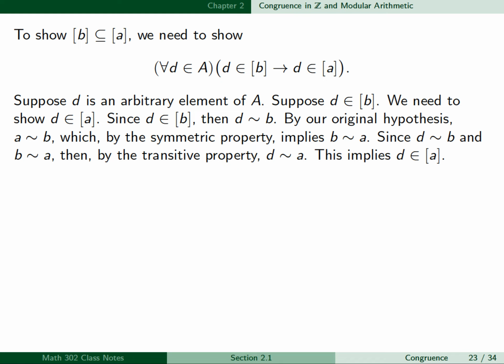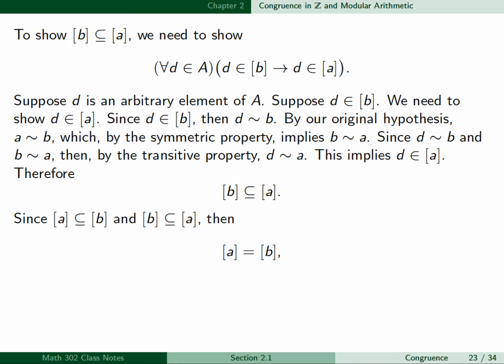So we've now shown that every element in the class of B also belongs to the class of A, and therefore the class of B is a subset of the class of A. And since we've now shown that the class of A is a subset of the class of B, and the class of B is a subset of the class of A, then the two classes must be equal to each other. And this proves the forward direction.